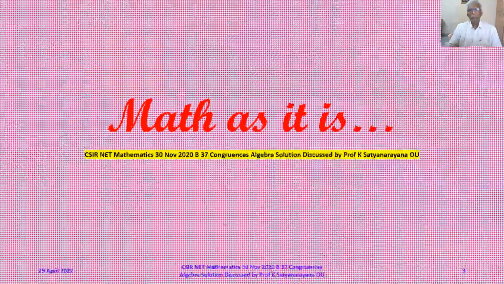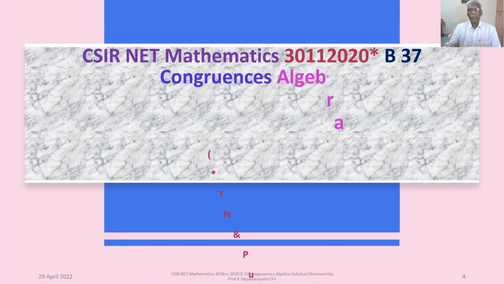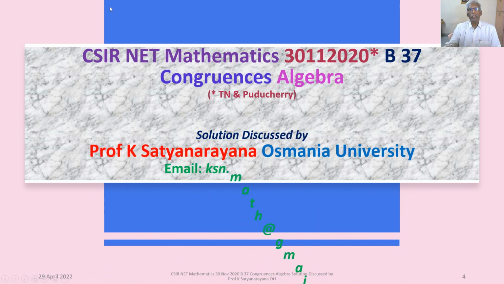We now discuss the solution of a problem from the section Algebra. The given question is based on the congruences, and this question has appeared in CSIR National Eligibility Test held on 30th November 2020, and it is from the section B.